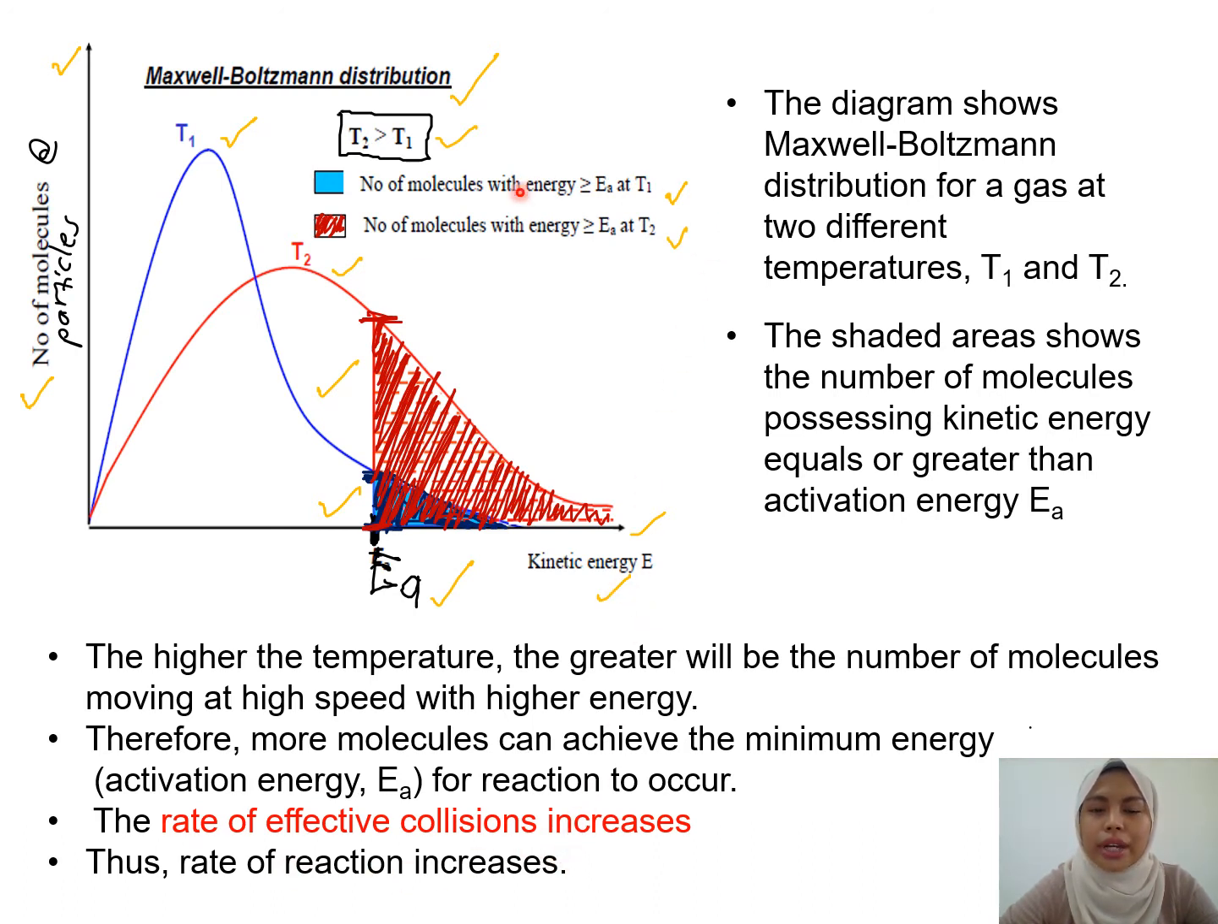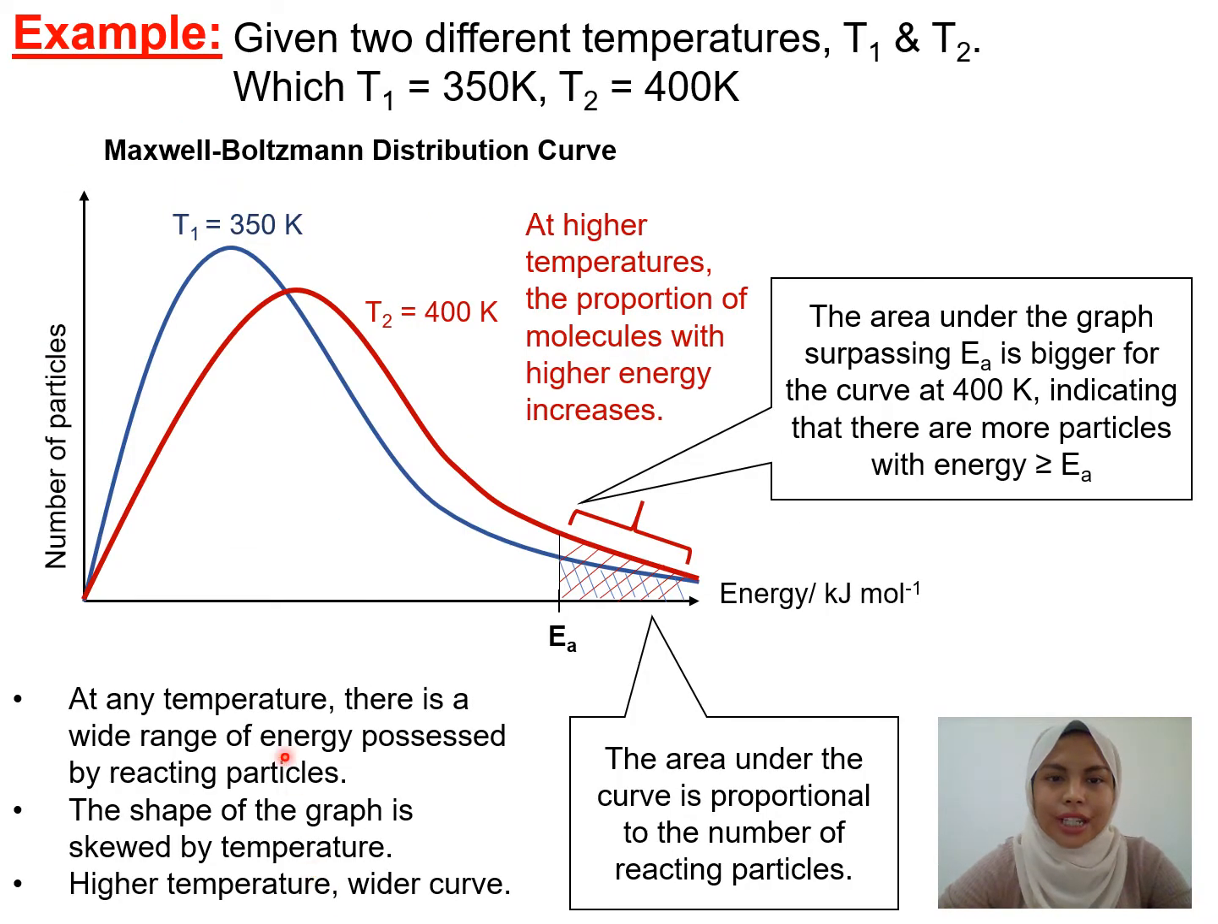So I want you to follow everything bila you nak kena terangkan pasal effect of temperature by using the Maxwell-Boltzmann distribution curve. Okay, you ikut je semua benda ni, dia punya lukisan and also dia punya explanation. Okay, for example, kalau you ada dua different temperatures, di mana temperature yang pertama 350K, temperature yang kedua ialah 400K.